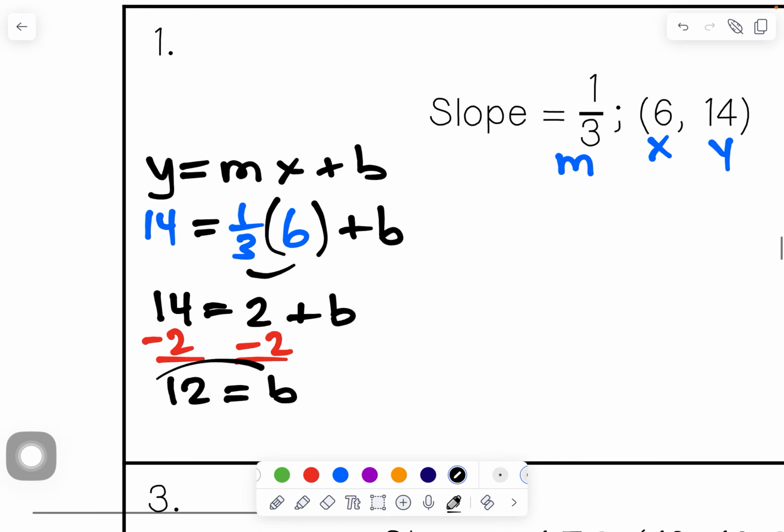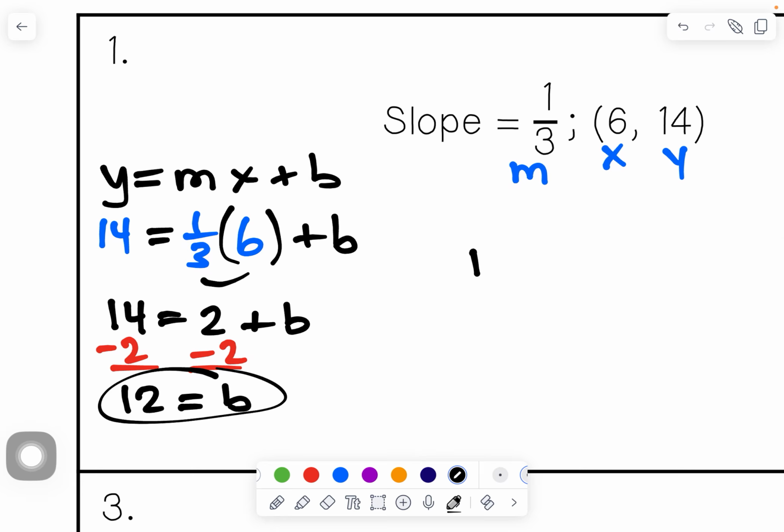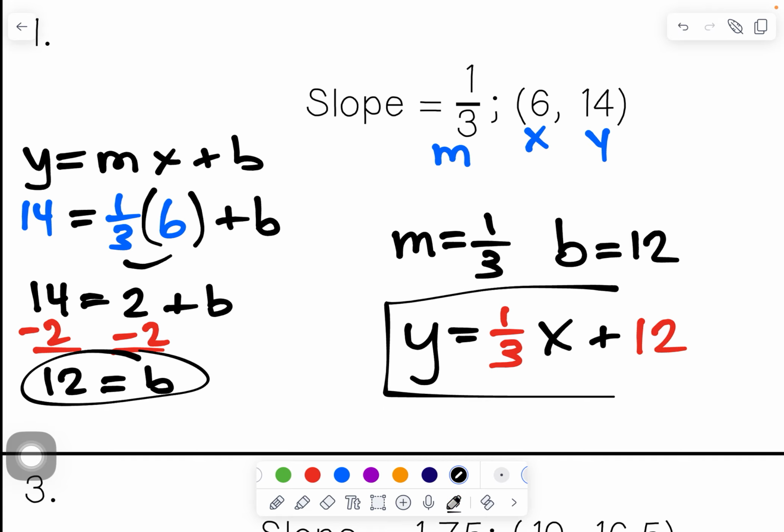Again, I'm not done yet. That's just a part in the process to find my answer. So now that I know my m is 1/3 and I know my b is 12, I should better write my equation in y equals mx plus b form by plugging in the 1/3 for the m and the 12 for the b. And that is my best answer.